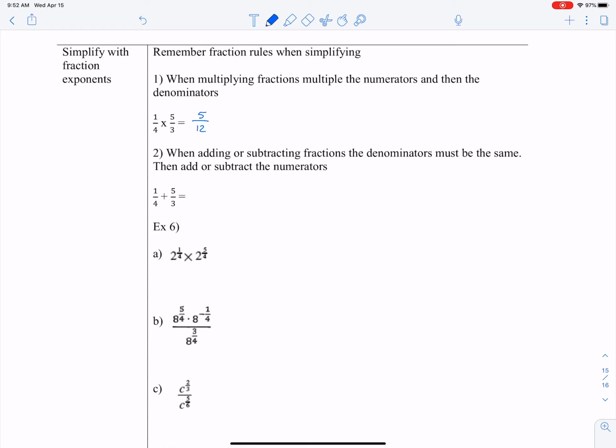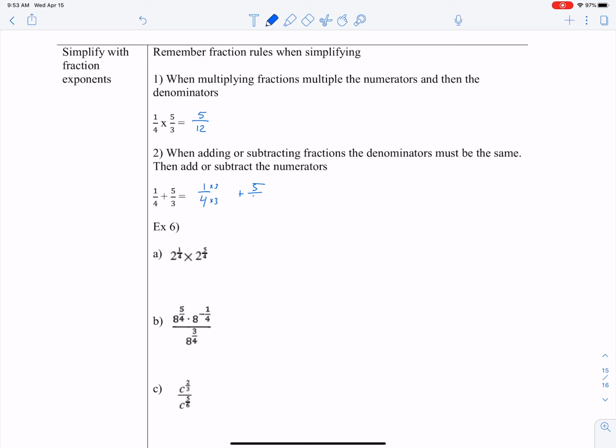Okay. When you're adding or subtracting fractions, you have to make sure you have a common denominator. So these two numbers on the bottom must be the same. So we need to convert these to be a common denominator. A common denominator between 4 and 3 is going to be 12. So we have our first fraction, 1 over 4. To be able to get 12 on the bottom, we're going to multiply that by 3. And whatever we do to the bottom, we have to do to the top, so we're going to multiply that by 3 as well.